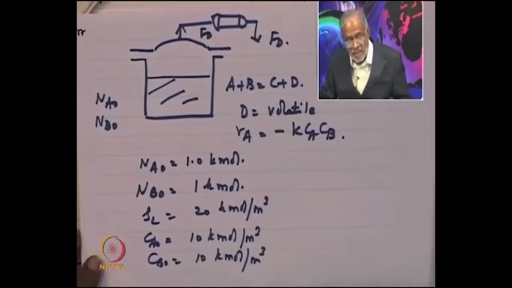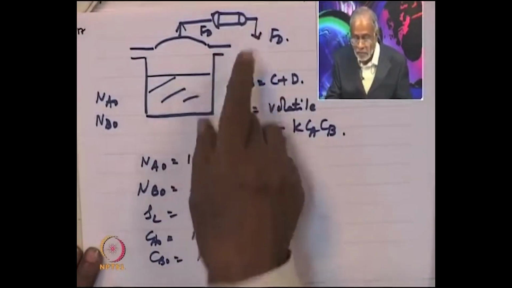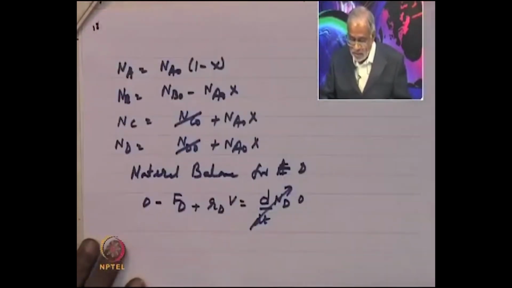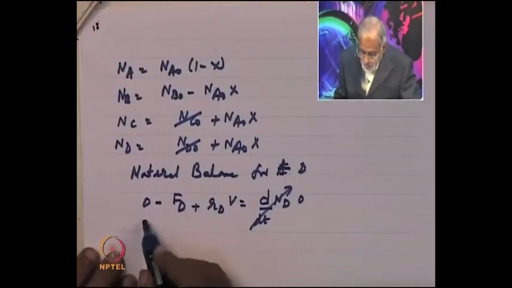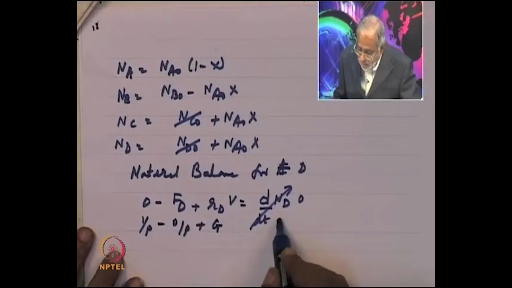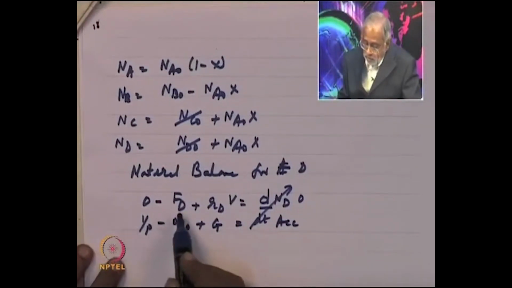What is the question we have in front of us? As the reaction occurs, the D formed, being volatile, is rapidly removed. Therefore, there is no accumulation of D in the equipment. That is why we have this input, this output, this generation of component D, and this accumulation of component D. Okay. All right. So, there is no input; it is F_D and R_D.